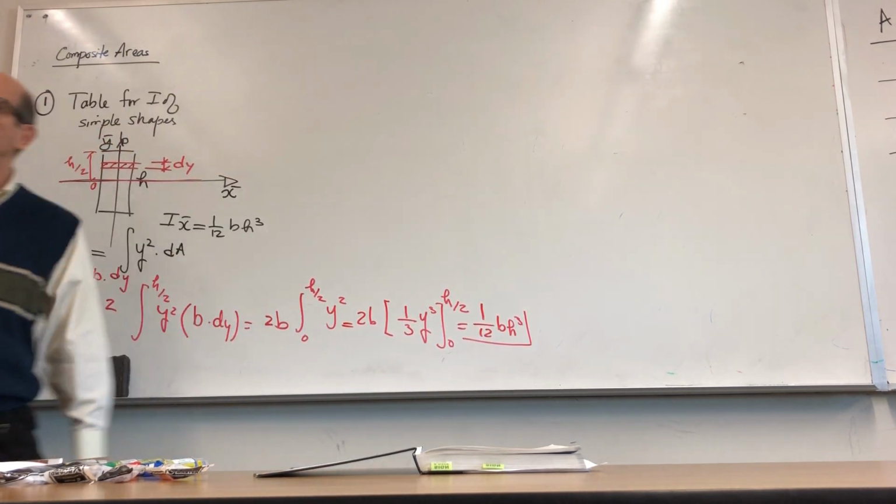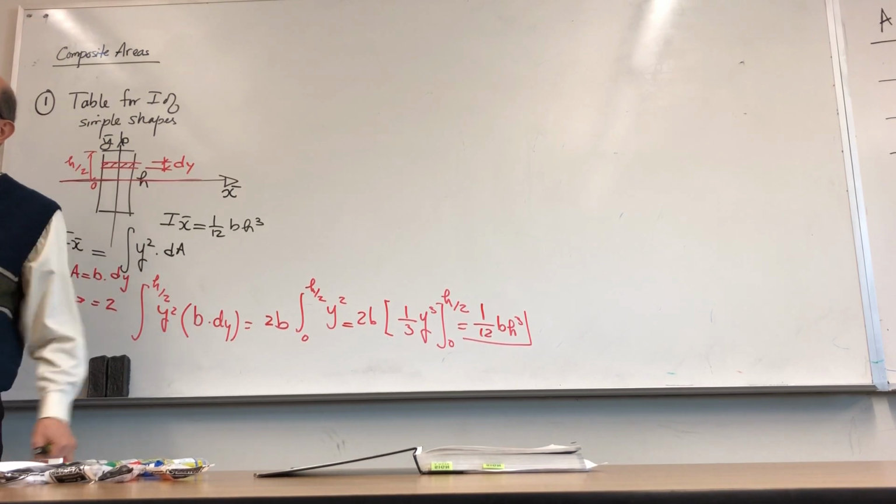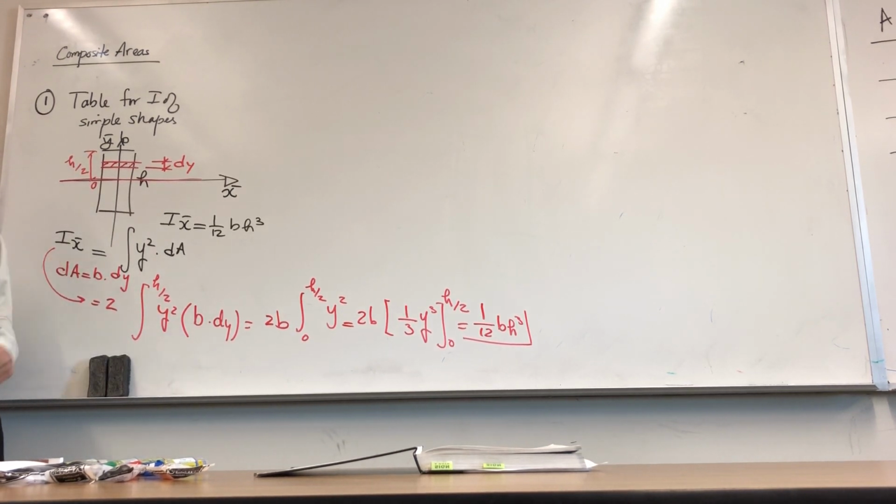That's how that value is found and tabulated in the book. And they've done it for all those shapes. So that's the first thing you need to know.